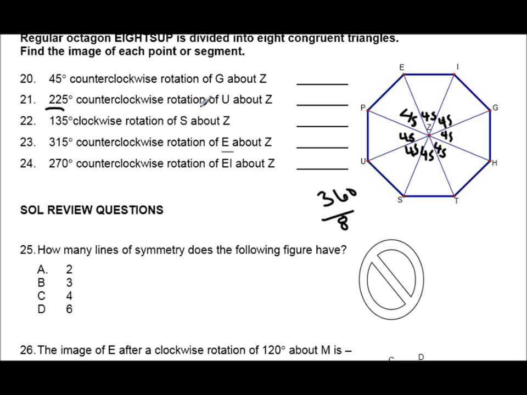So here, a 225 degree counterclockwise rotation of U about Z. We have to figure out where U is going to end up after 225 degrees. So first we have to figure out how many 45s 225 is made up of. 225 divided by 45 means that there are 5 rotations of 45 degrees. We're going counterclockwise, that means against the clock. So we go 1, 2, 3, 4, 5 rotations, and we end up at I.